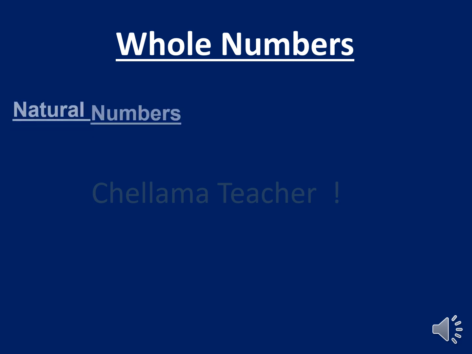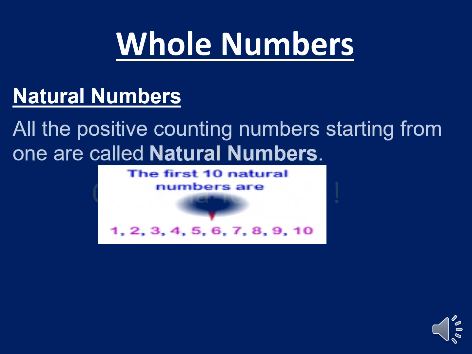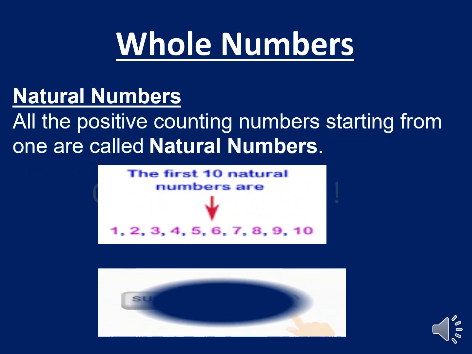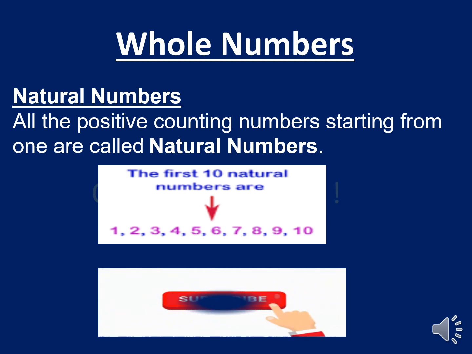First, let us learn the natural numbers. All the positive counting numbers starting from 1 are called natural numbers. The first 10 natural numbers are given here.